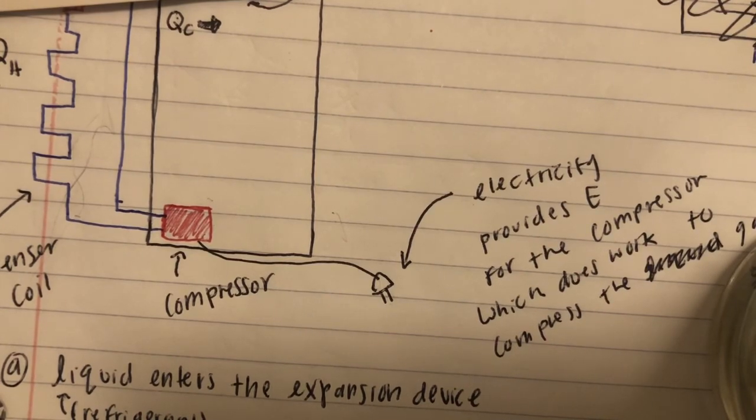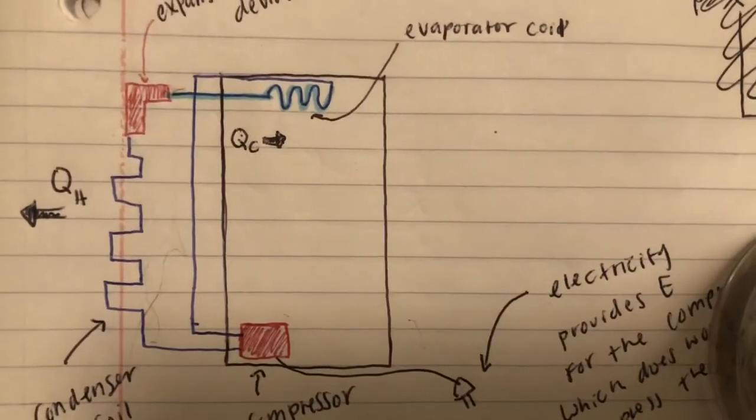So the compressor is where work is done. And that was another question, where work is being done in the refrigerator. The work is being done by the compressor. So that work is done when it's squeezing the gas, increasing the temperature and pressure. And that is how refrigerators work.